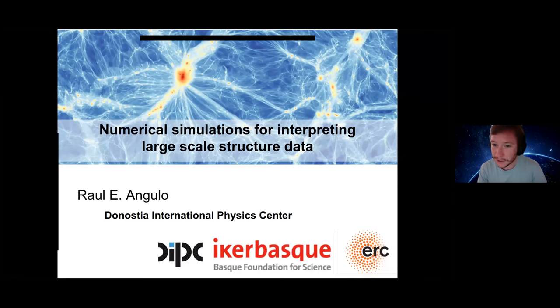Okay, so we now have today Raul Angulo. So Raul did his PhD in Durham in 2009, and then you've been at MPA Garching and Stanford. Then after, you've been staff at CEFCA in Spain, and now you're at the Basque Foundation for Science in San Sebastian since 2017.